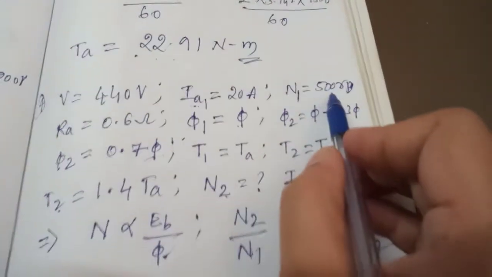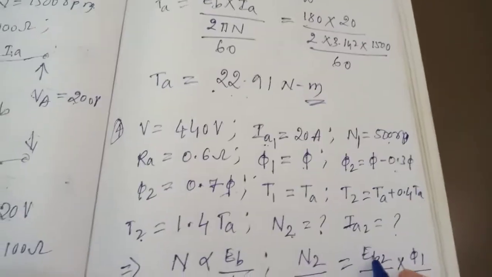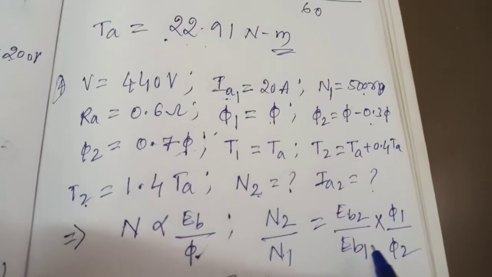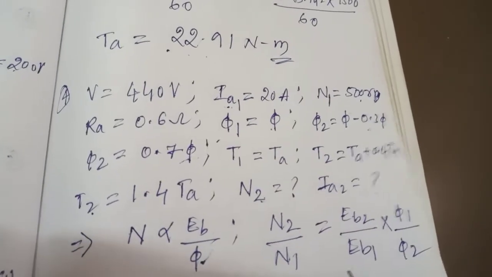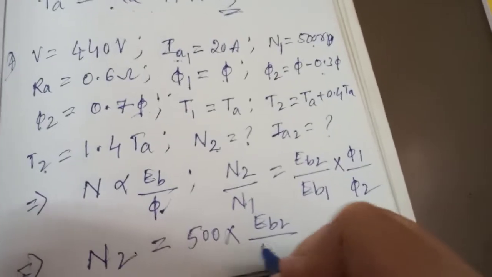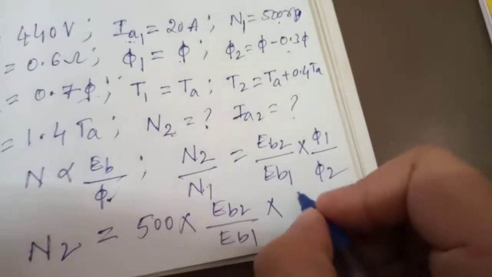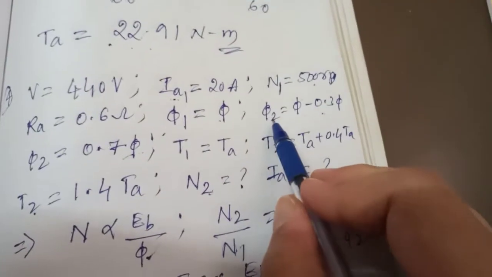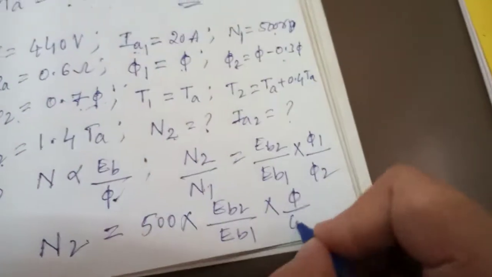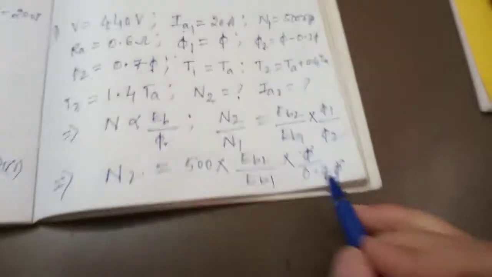N1 I know. N1 is 500 rpm. 500 into what is the value of new values of EB2? So EB2 value is the question mark again. EB2 by EB1, EB2 and EB1 both I have to calculate. What is the value of phi 1? Phi 1 is 5. What is the value of phi 2? Phi 2 is 0.75. Phi cancels. 1 divided by 0.7.